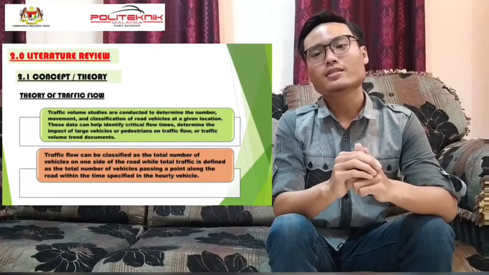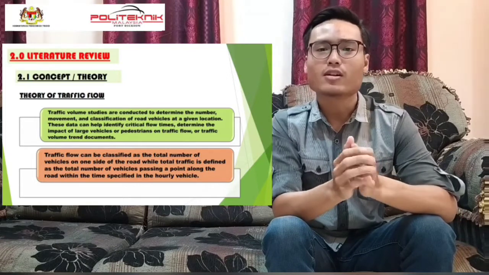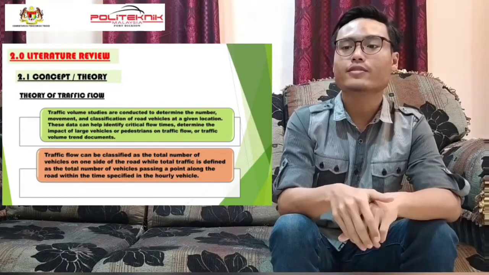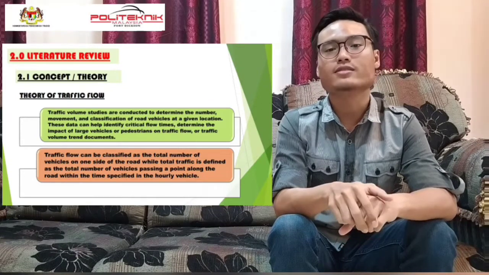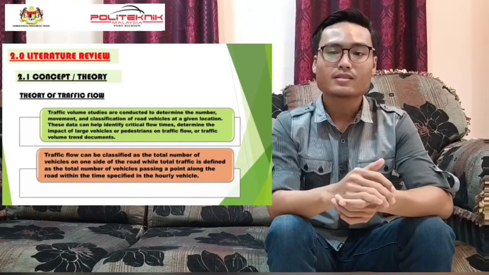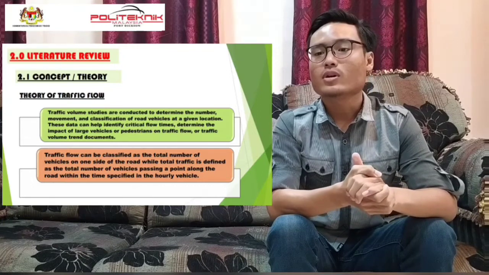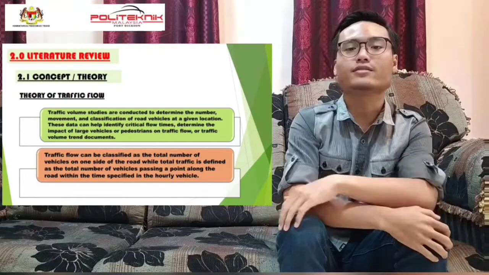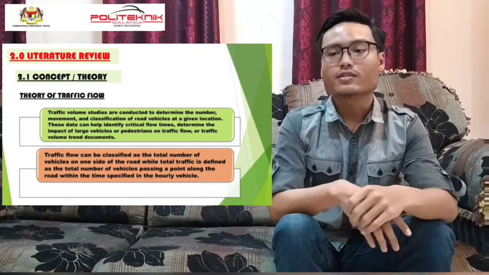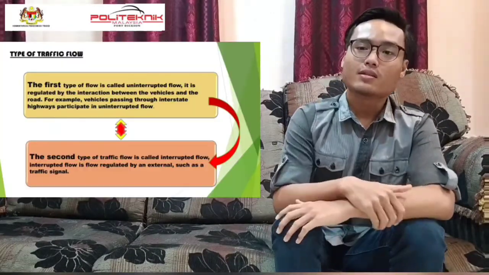The first one is the theory of traffic flow. Traffic volume studies are conducted to determine the number, movement and classification of road vehicles at a given location. This data can help identify critical flow times, determine the impact of large vehicles or pedestrians on traffic flow, or document traffic volume trends. Next, traffic flow can be classified as the total number of vehicles on one side of the road, while total traffic is defined as the number of vehicles passing a point along the road within the time specified. The next slide talks about the types of traffic flow.